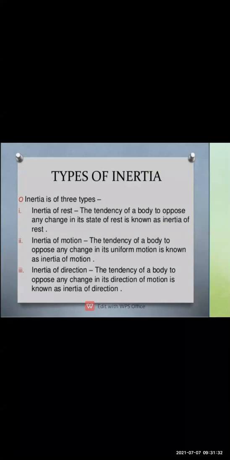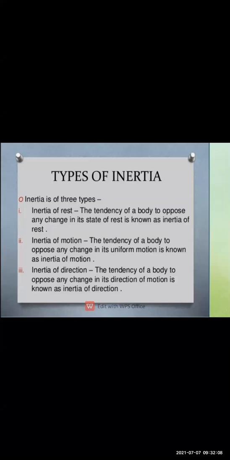Okay, then types of inertia. There are three types of inertia. Inertia of rest. In inertia of rest, the tendency of the body to oppose any change in the state of rest is known as inertia of rest. Means in this state, the body remains permanently in its place. Permanently it is in the position of rest. So it is called inertia of rest.